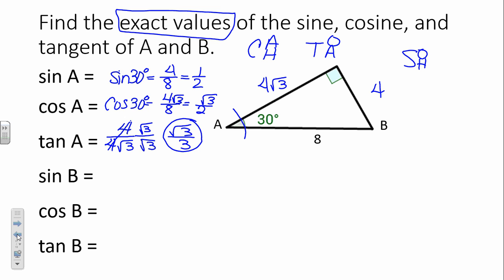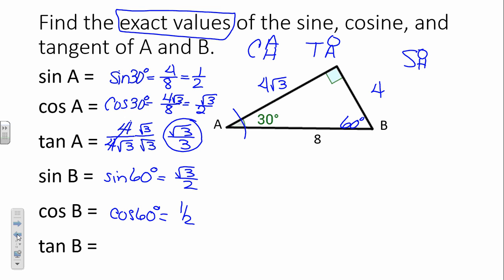Now, remember that shortcut I showed you a little bit ago when we talked about co-functions, right? So the sine of B, the sine of 60, is the same thing as the cosine of 30, right? So we can save ourselves some time and just say this is the square root of 3 over 2. And the cosine of 60 is the same as the sine of 30, 1/2. So we saved ourselves a lot of work.